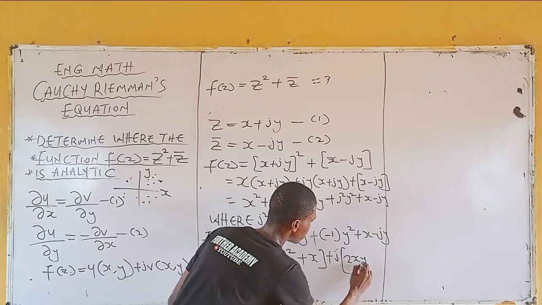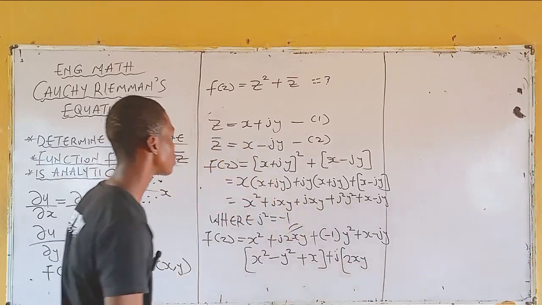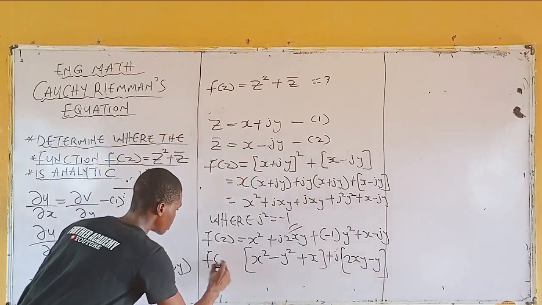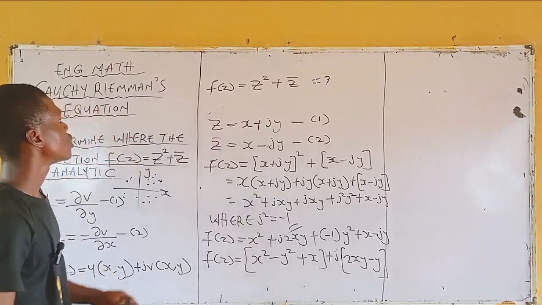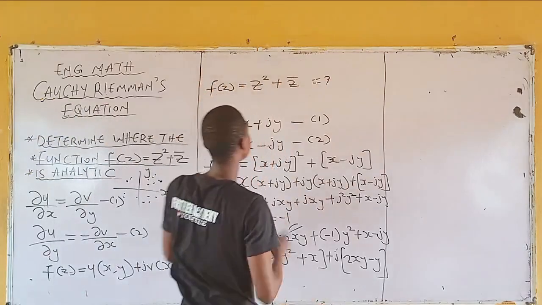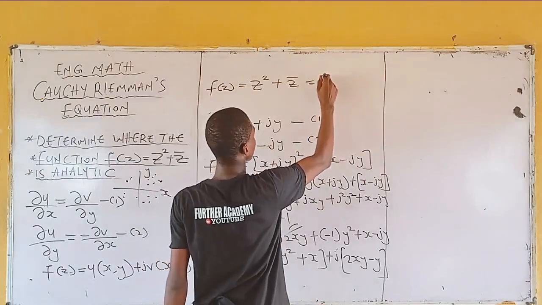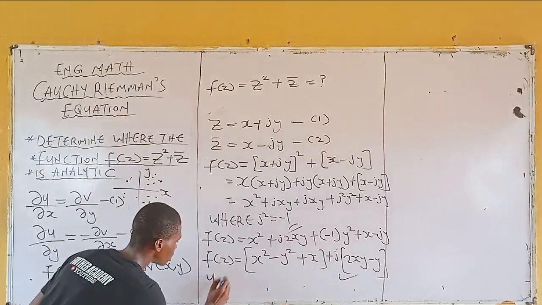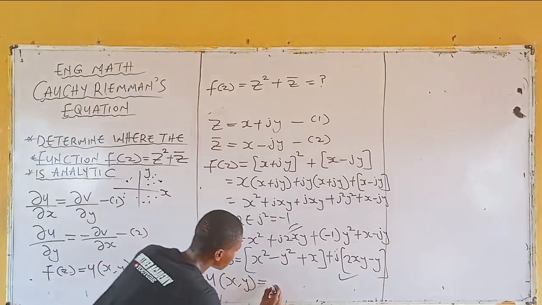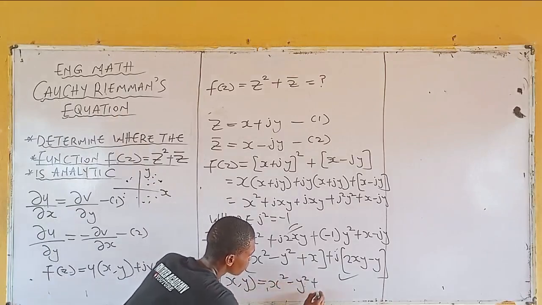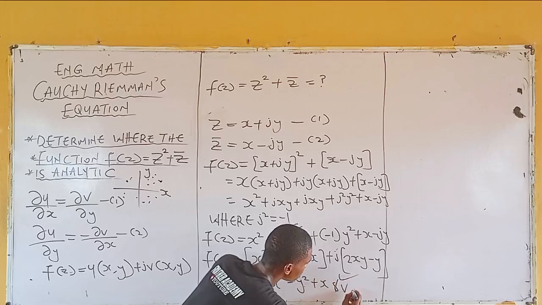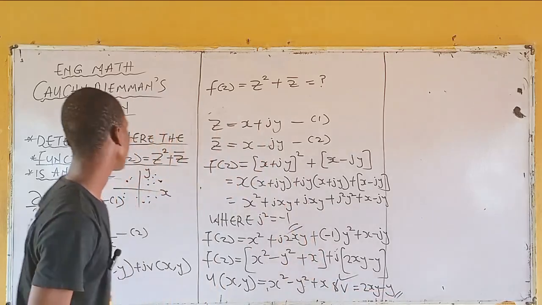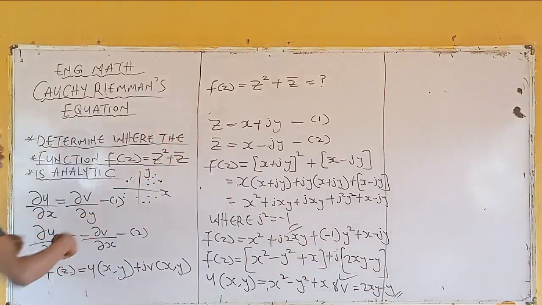2xy minus what? Minus y. Close your brackets. Meaning this is what? F of z. So giving this function as f of z, this is still a function where u, which is a function of x and y, is equal to x squared minus y squared plus x, and v is equal to 2xy minus what? Y. Right? Now let's obtain the derivatives, then substitute.